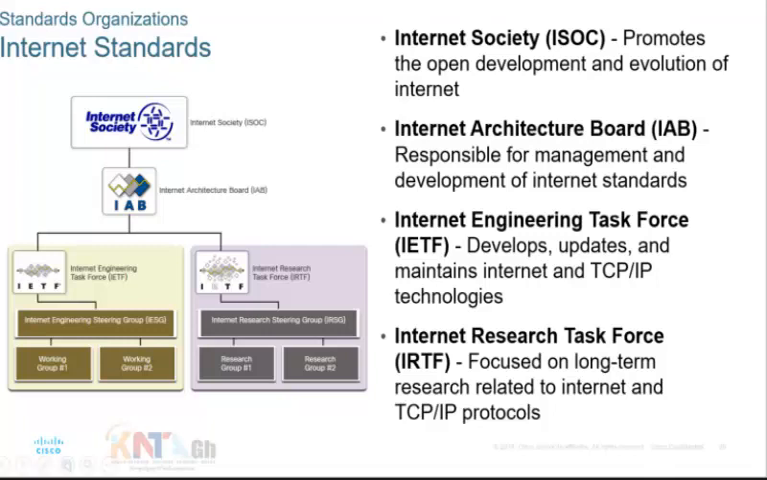So here you have the Internet Society, and under it comes the Internet Architecture Board, and under it you have the IETF, which also has the Internet Engineering Steering Group, and under it we have the Working Group, and then Working Group 1 and Working Group 2. And then at the other side of the organogram you have the Internet Research Task Force that also has the Internet Research Steering Group under it, and it also has Group 1 and Group 2.